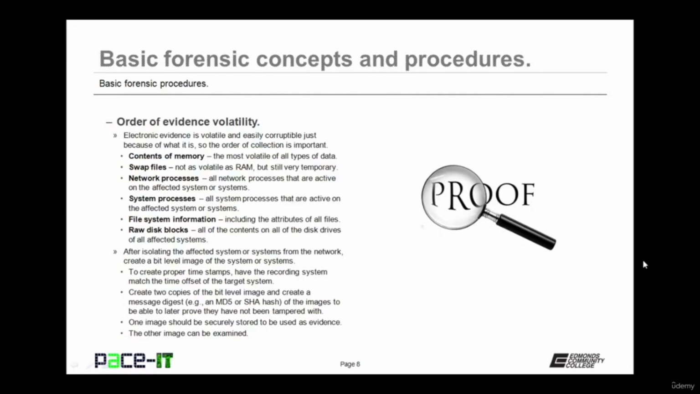Have the recording system match the time offset of the target system. It is necessary to create 2 copies of the bit level image and to create a message digest of those images. This is to be able to prove later that the images have not been tampered with. One of the images should be securely stored and kept as evidence. The other image can be examined in detail.